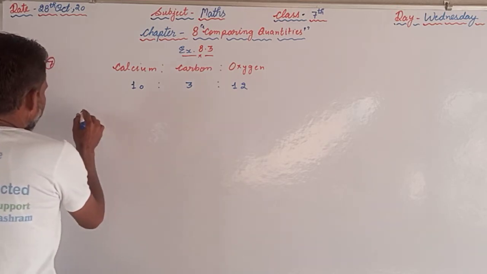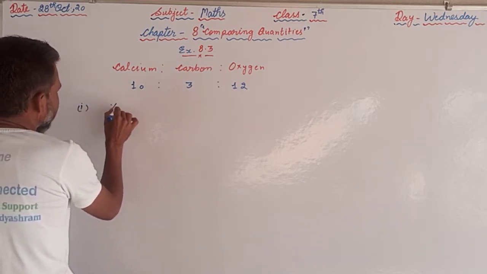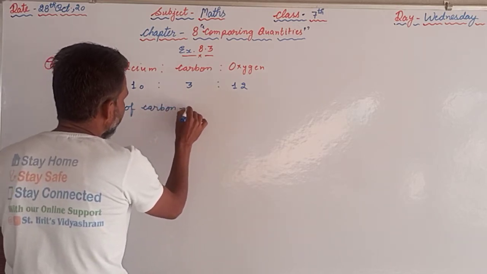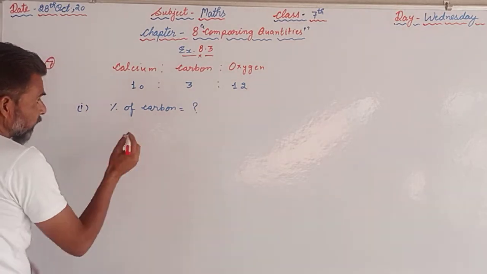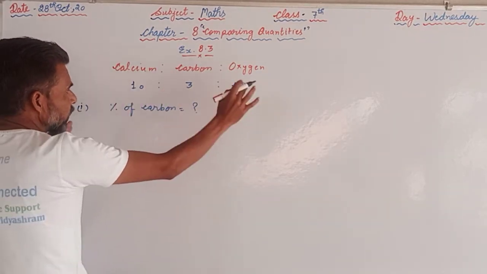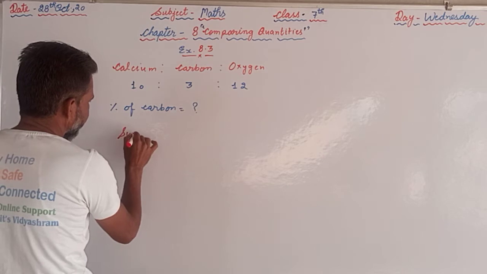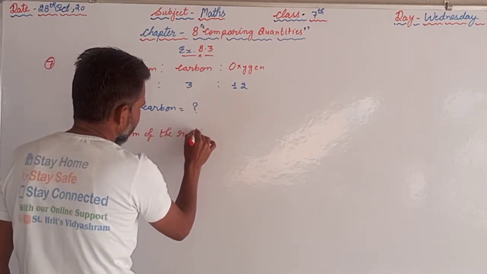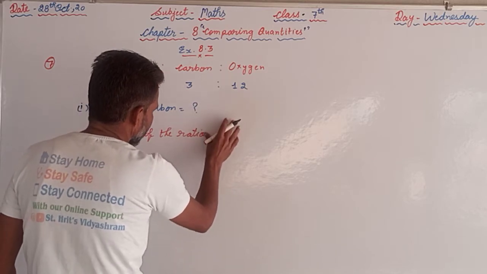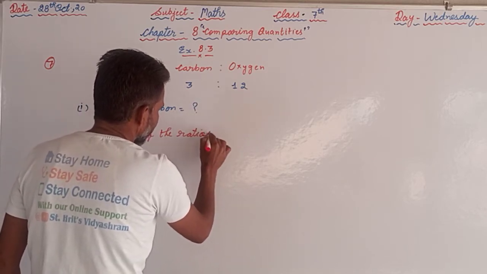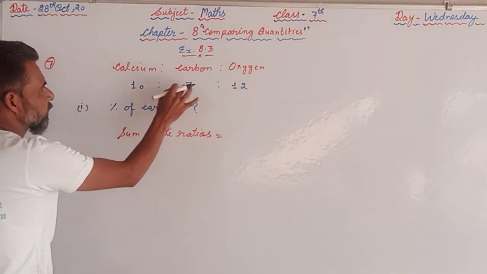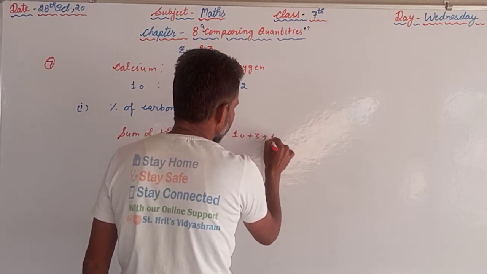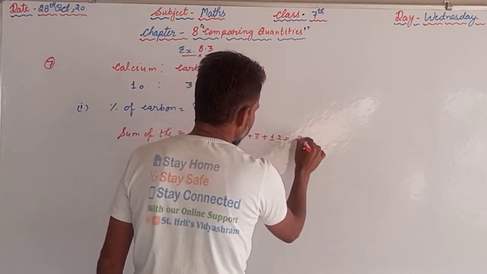So first part, percentage of carbon we have to find. For that, first of all we are supposed to find the sum of the ratios. Sum of the ratios means 10 plus 3 plus 12. 10 plus 3 plus 12 is equal to 25.